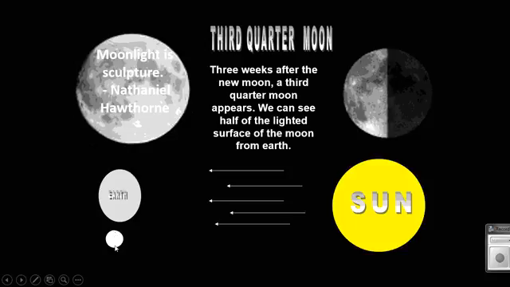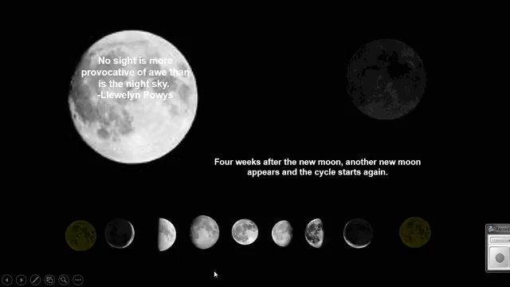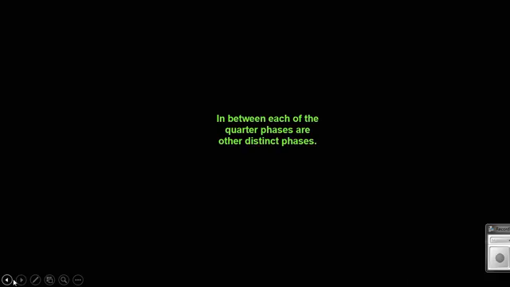Third quarter now, once again, we're only seeing the side that's closest to the sun. That's lit up. Now, in between those, there are other parts to the cycle in between the quarters. It takes about 4 weeks, and then we start the cycle again. Like I said, there are distinct phases that happen between our quarters. So we have our new moon once again, and right now the sun is over here in our diagram. Earth is here in the middle, and the sun is over here. And we're going to go around the phases of the moon.